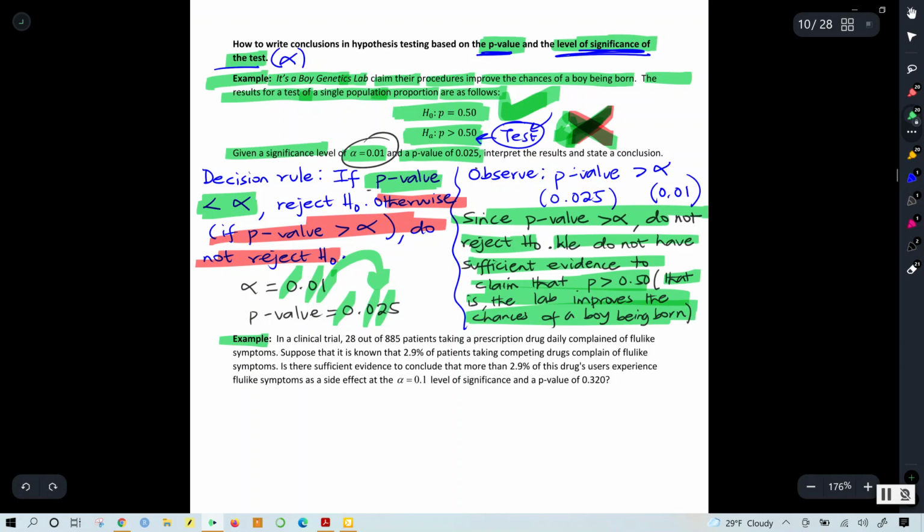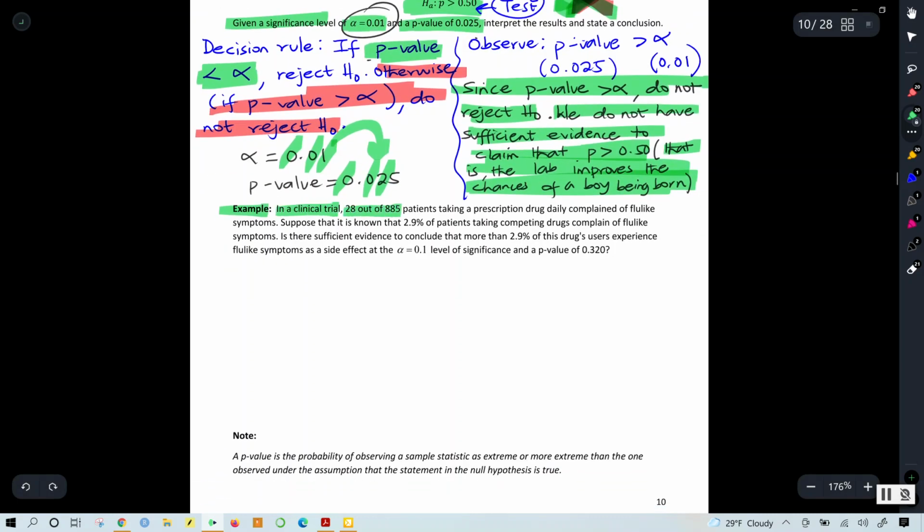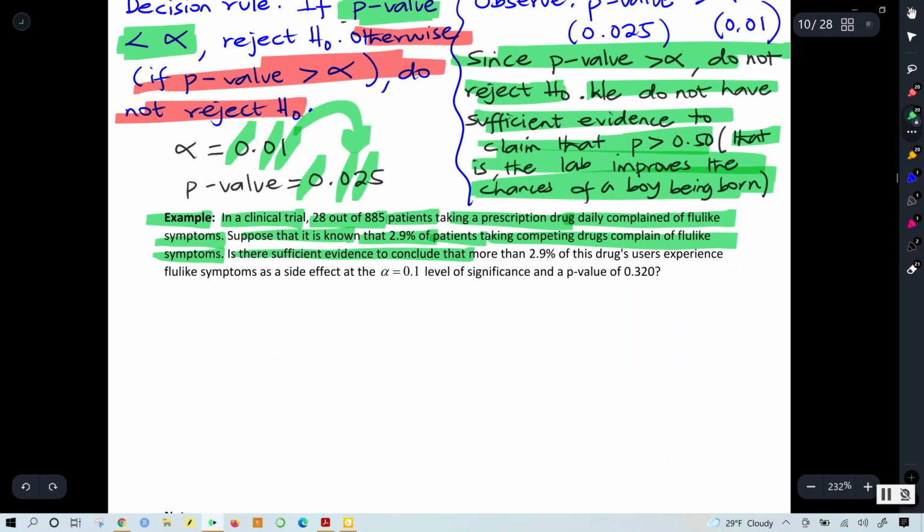Then, in the next example, we are told that in a clinical trial, 28 out of 885 patients taking a prescription drug daily complained of flu-like symptoms. Suppose it is known that 2.9% of patients taking the competing drugs complain of flu-like symptoms. Is there sufficient evidence to conclude that more than 2.9% of these drug users experience flu-like symptoms as a side effect at the alpha equals 0.1 level of significance and a p-value of 0.320?